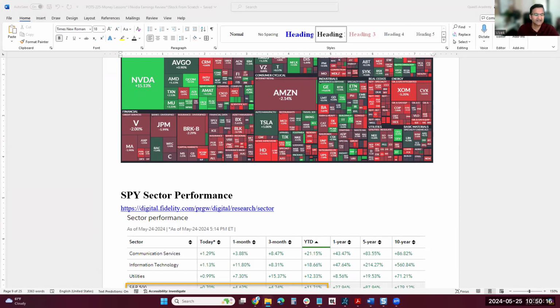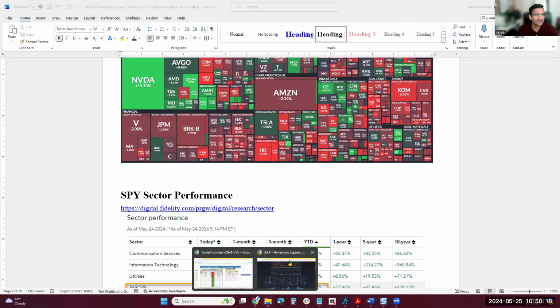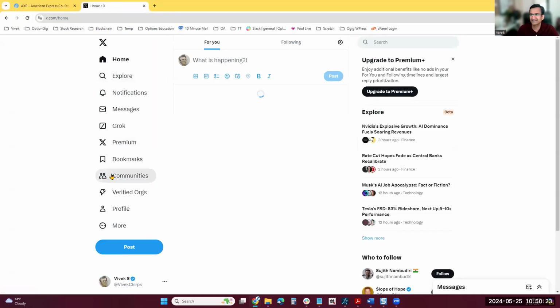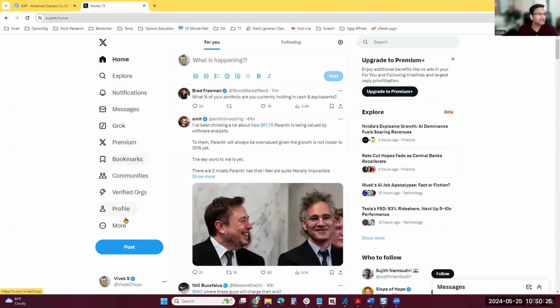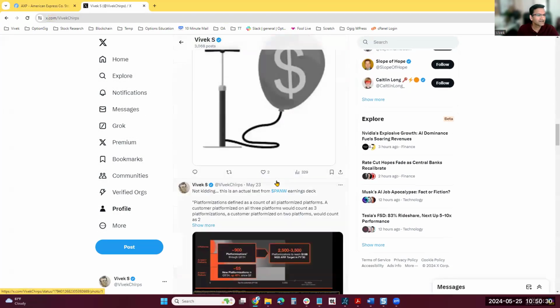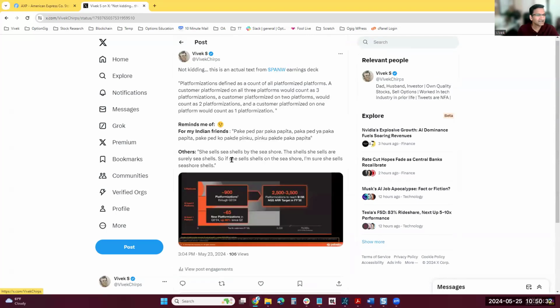Any owners of Palo Alto Networks? Anyone? I don't own Palo Alto Networks. So then you should be interested in this. I think I did mention it. So this was actually in the earnings deck of Palo Alto Networks. On this slide, in the footnote, you'll see platformization is defined as a count of all platformized platforms, a customer platformized on all three platforms.